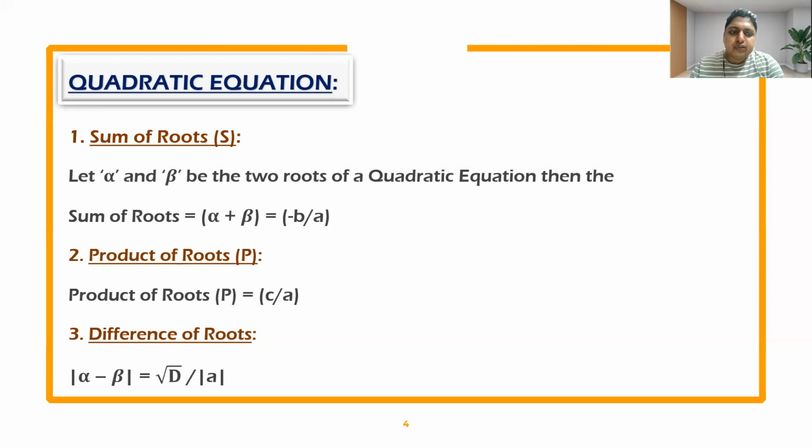And thirdly, that is the difference of roots. If we find the difference of roots, it is root d divided by modulus of a. Modulus means the absolute value, because if we put any negative value under the modulus function, it will give a positive output. And d represents b square minus 4ac, that is called the discriminant. So this is the difference of roots. So these are the three major expressions that will be helpful to find the solutions of questions and to make the problem easy.